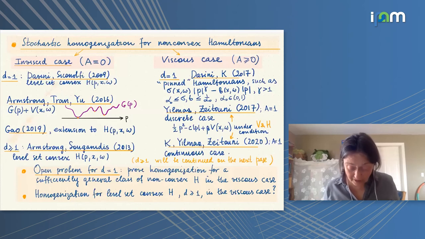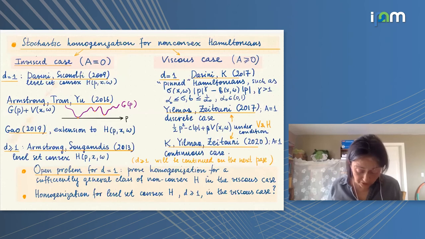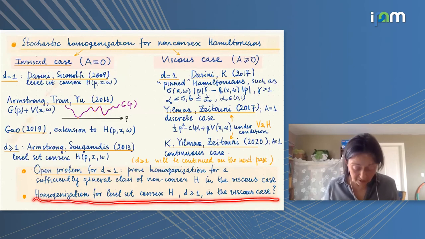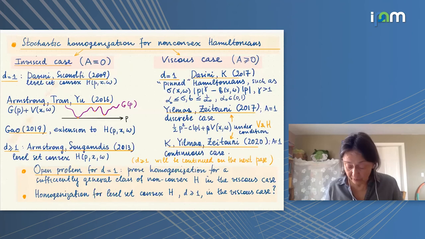But so far, as far as we know, in dimension one there is a whole bunch of examples in the viscous case where homogenization occurs, but there is still not a complete result. There is no result even for homogenization of level set convex Hamiltonians in the viscous case in dimension one. And of course, more generally, we would like to have, if possible, the result for level set convex Hamiltonians in the viscous case for all dimensions.